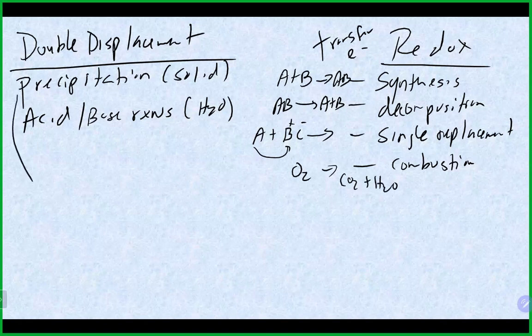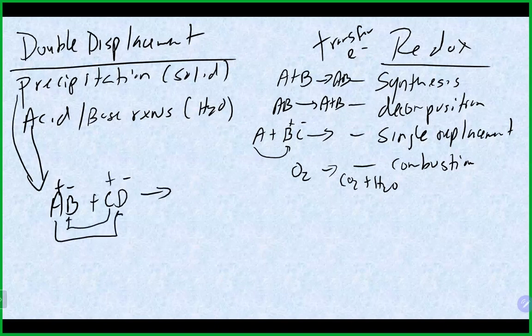Obviously, our double displacement, regardless of which one it is, involves 2 ionic compounds where they switch partners and make 2 new ionic compounds on the back end.